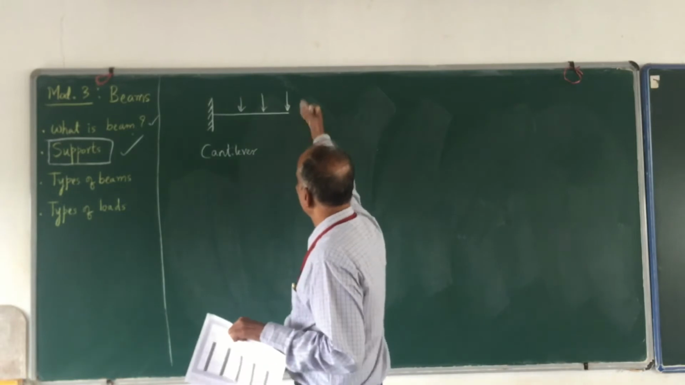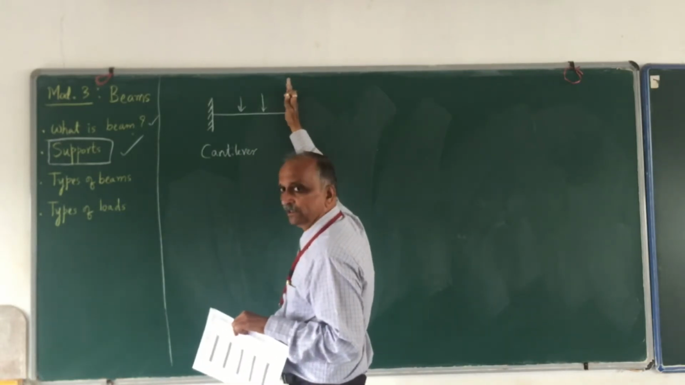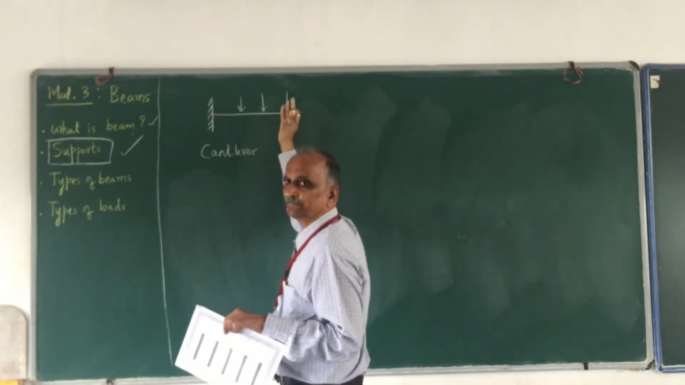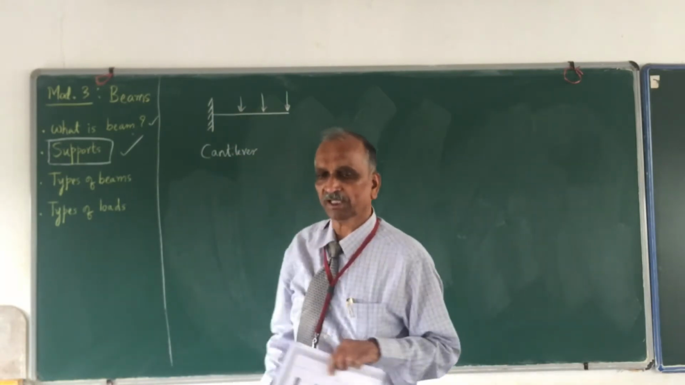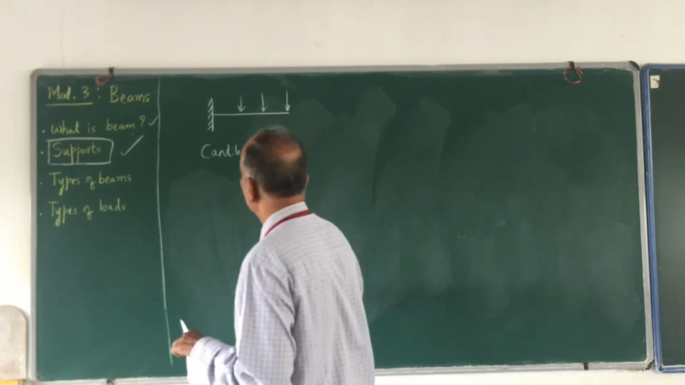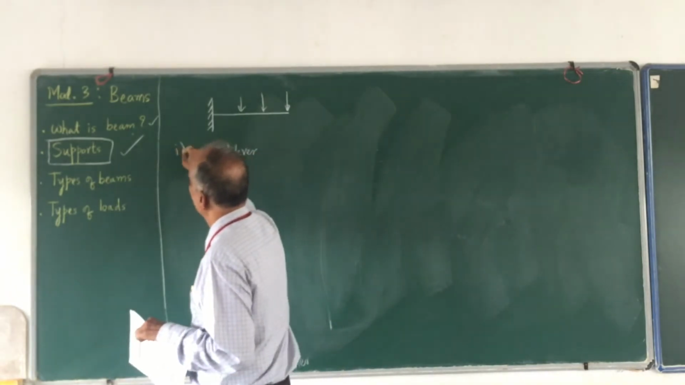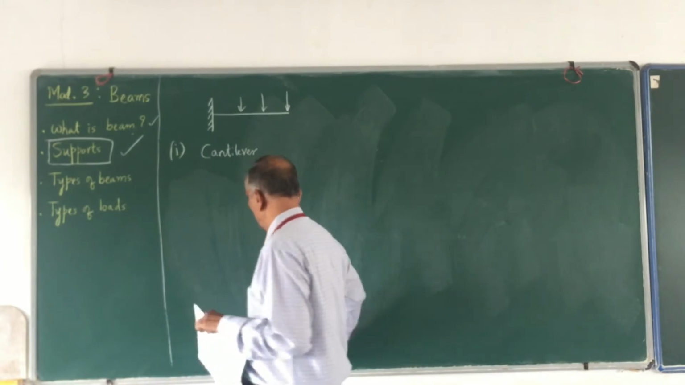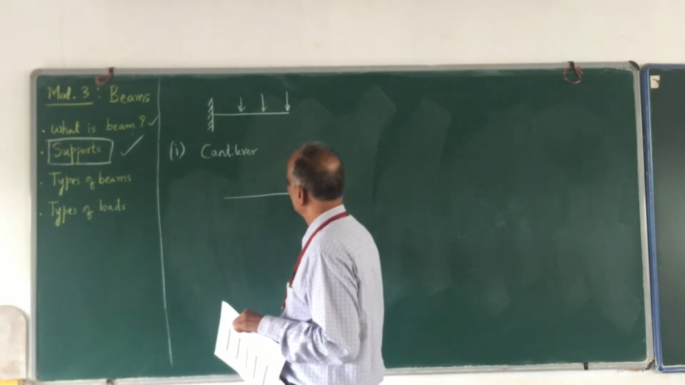So by chance if I also have a fixed support here, then we say it is a both ends fixed beam. That beam is called both ends fixed, a fixed ended beam. This is called a cantilever. A cantilever has one support. Then we have something like this.